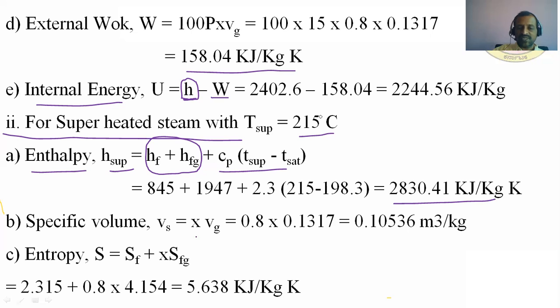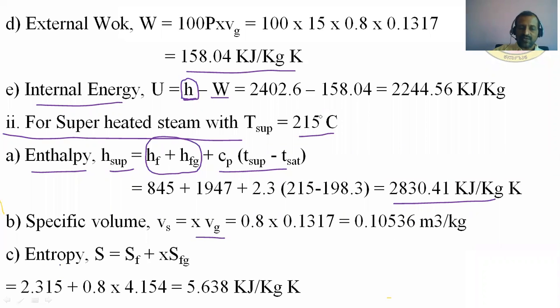Then what is the specific volume? Vs is equal to Vg, so 0.1317. In the earlier case, this was multiplied by the dryness fraction, that is 0.8. But in this case, you are not multiplying, because you are calculating for the superheated steam. So that is equal to 0.10536 meter cube per kg.